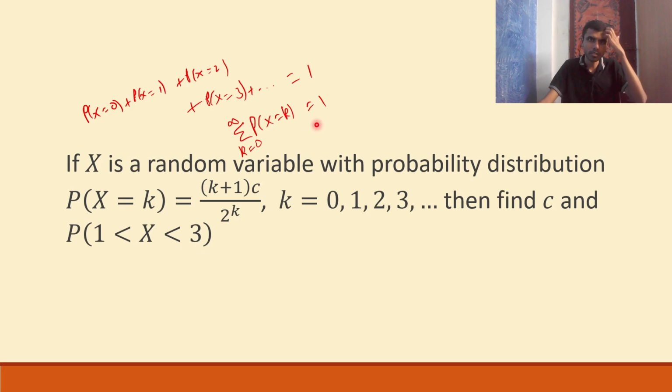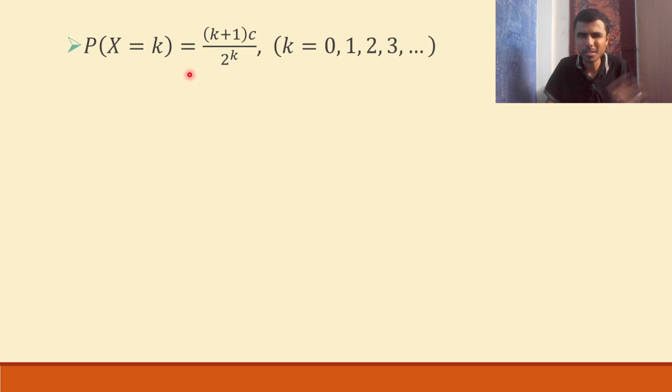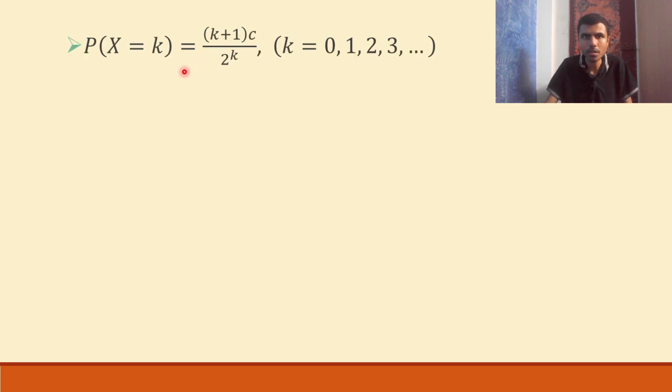This is what you will see in the next slide. I'm just explaining it a little so that you have some idea at least. We also have to find out C and the probability that capital X lies between 1 and 3. So this was the given probability distribution.